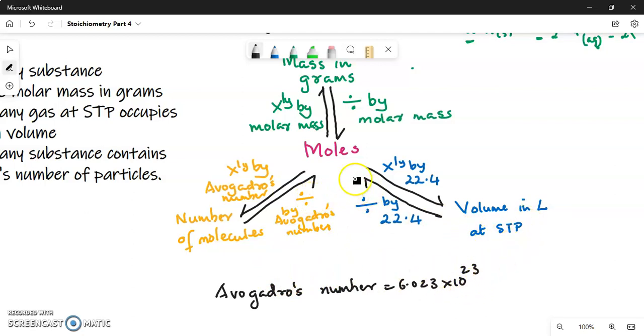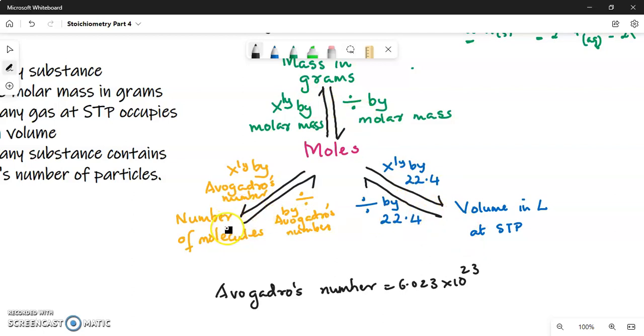Now, why do we need this relationship? Because when you are given a balanced equation, the coefficients will tell you the number of moles. It will only tell you the number of moles. But when we want to do the calculations, we need to find either the value in mass in grams or in volume. These are the two which we most commonly require.